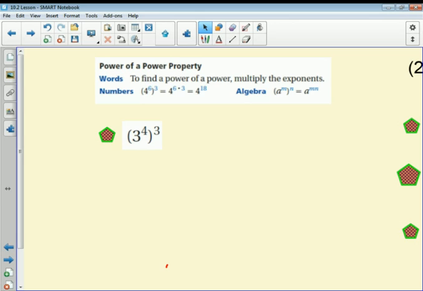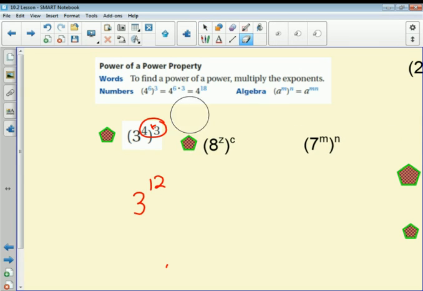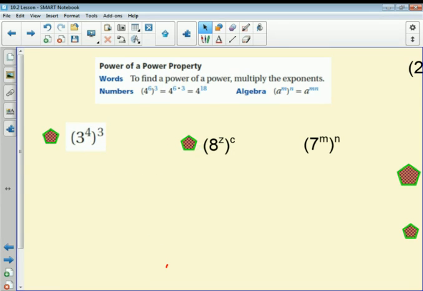Okay, so here we have a base number of 3 to the 4th power to the 3rd power. So 4 and 3, well, we're going to go ahead and multiply 4 times 3 because it's a power on a power. That gives me 3 as my base number to the 12th power. Final answer.